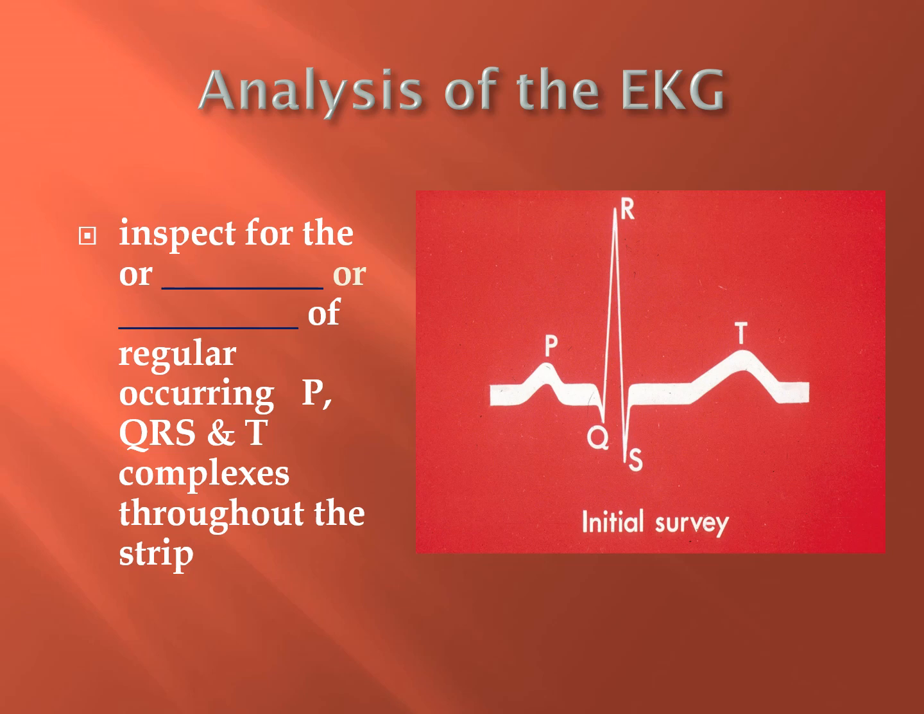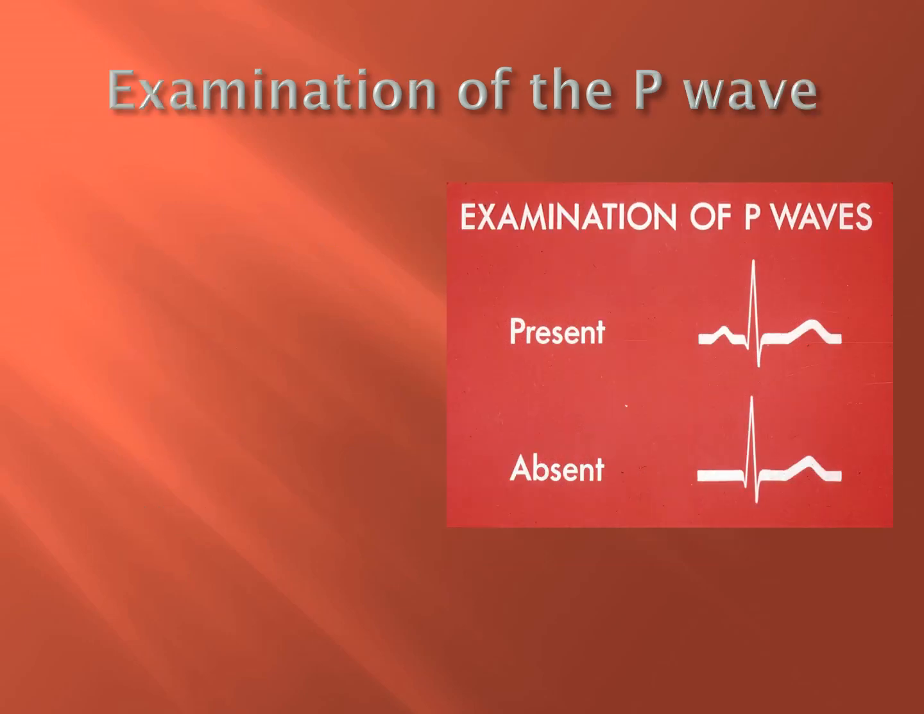So we need to inspect the EKG strip for the presence or absence of regularly occurring PQRST complexes throughout the strip. So we might have a P wave here, P wave here, P wave here, no P wave. We might have a PQRS, PQRS, P, no QRS, right? So that's what we need to look at overall. We can't just look at one tiny little snapshot of a PQRST and assume the patient's okay. We need to analyze the entire strip and make sure nothing like that is present.